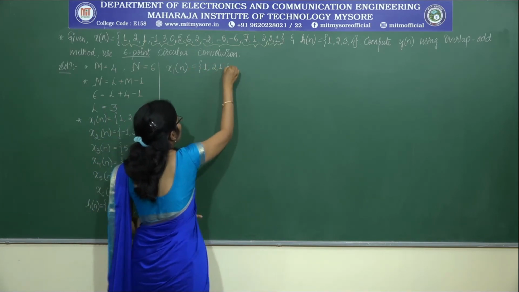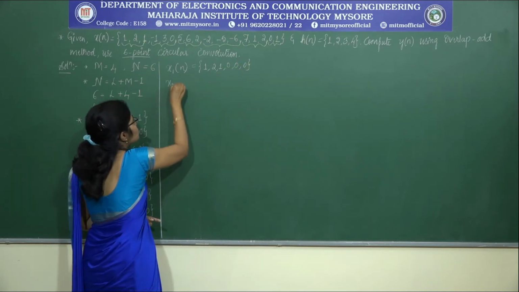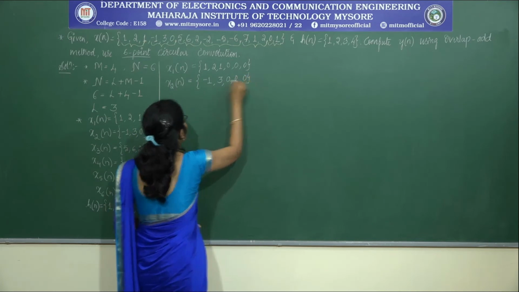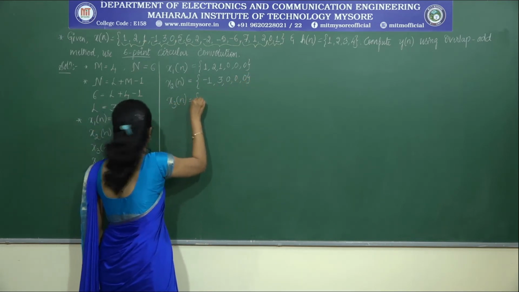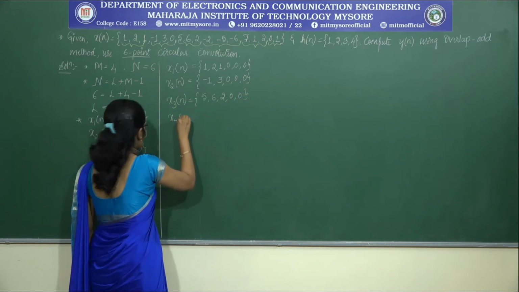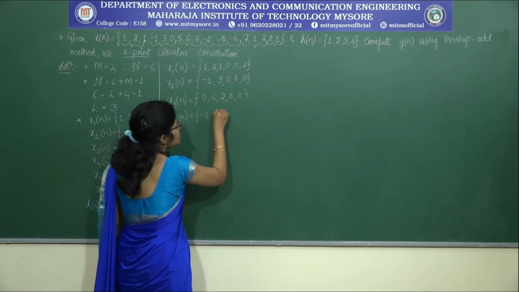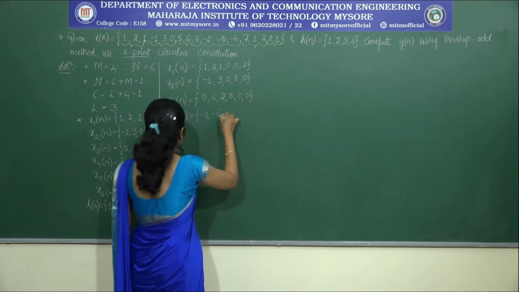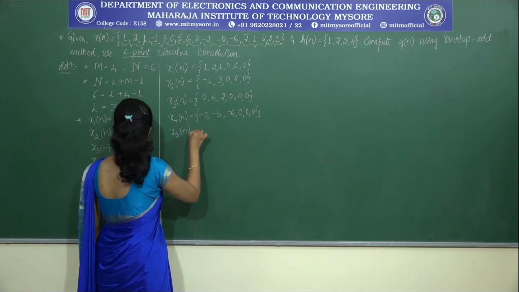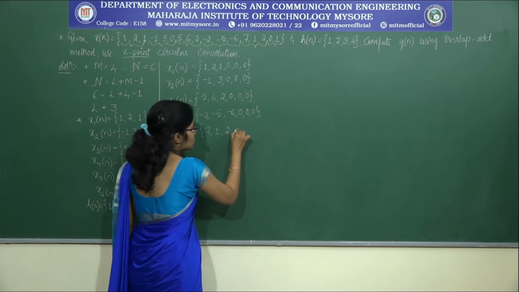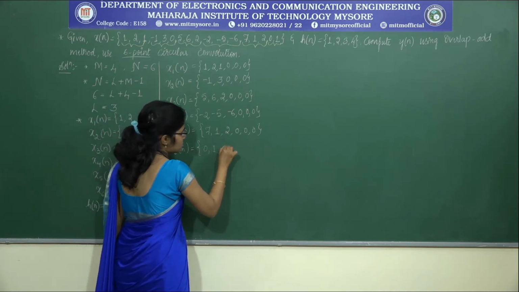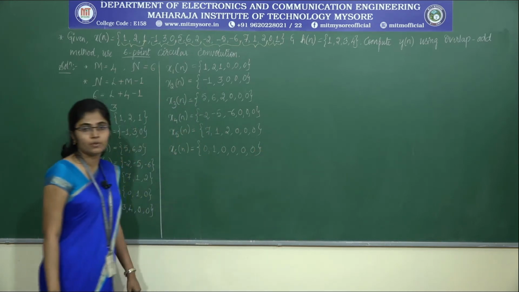So it becomes 1 2 1 and triple 0. x2 of n will be equal to minus 1 3 0 0 0 0. x3 of n will be equal to 5 6 2 0 0 0. x4 of n will be equal to minus 2 minus 5 minus 6 0 0 0. x5 of n will be equal to 7 1 2 0 0 0. x6 of n will be equal to 0 1 0 0 0 0. Now we are ready with the subsequences.